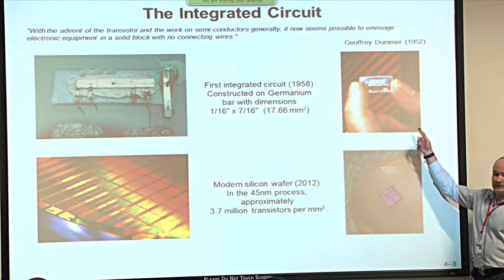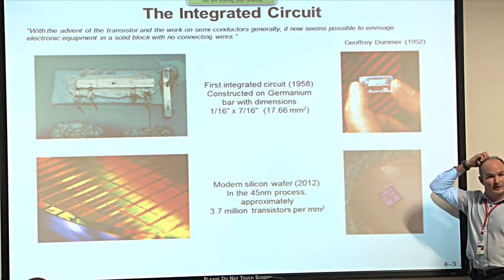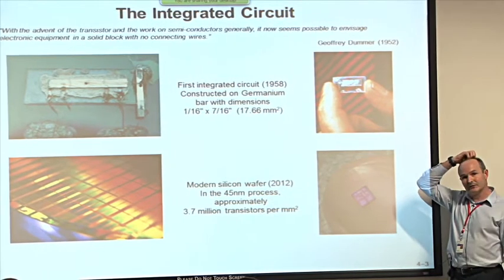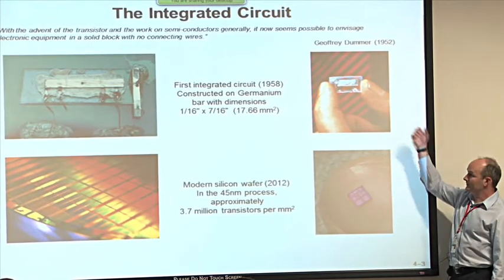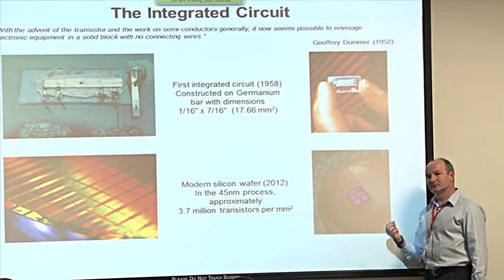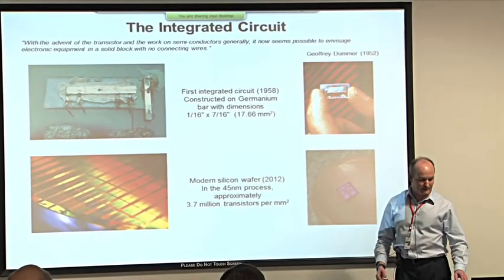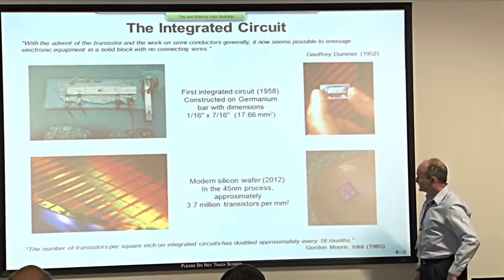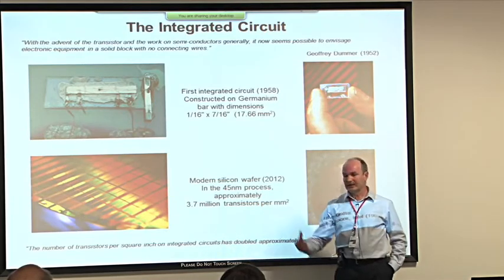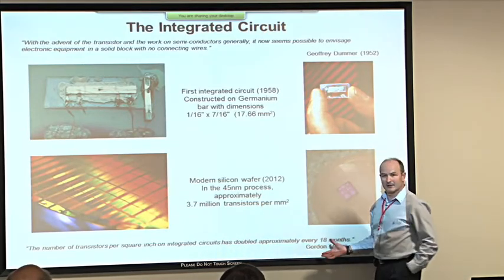Now, Jack Kilby, of course, if you don't know, received the Nobel Prize for this work jointly with a couple of other people in 2000. It was a very influential development. He took the first step, and we are still progressing at a rate which was predicted in 1965 by a man called Gordon Moore, one of the founders of Intel, who said that the number of transistors per square inch, the transistor density, has doubled approximately every 18 months.